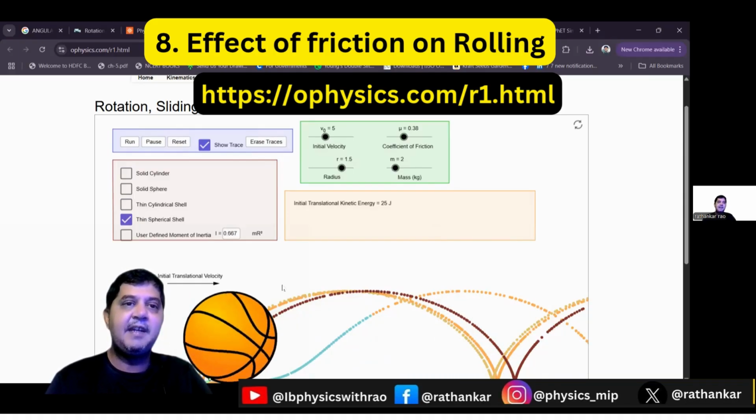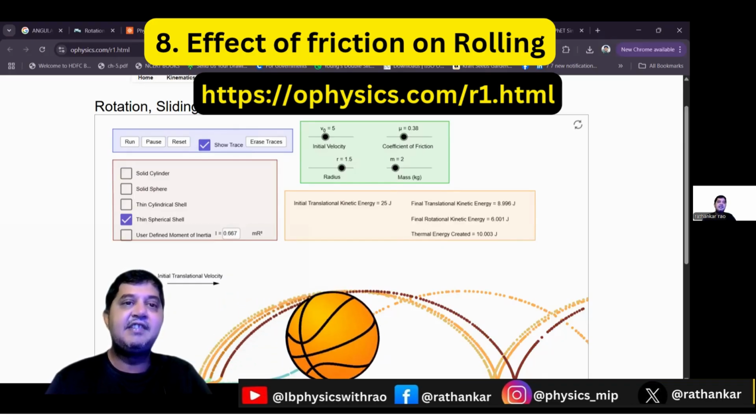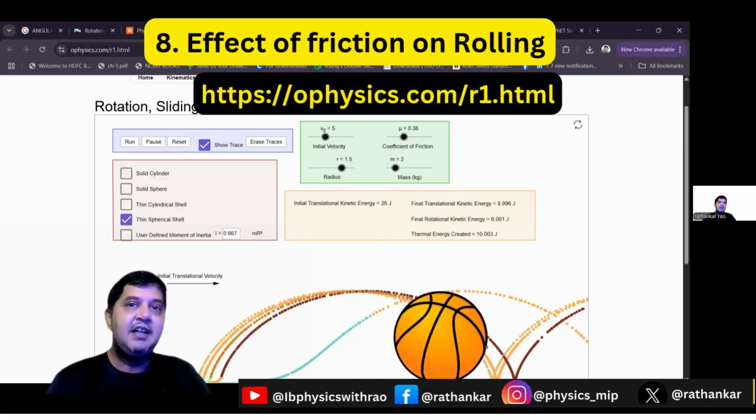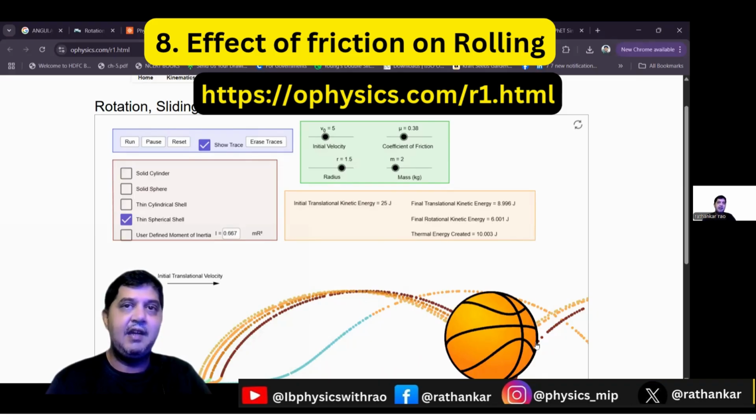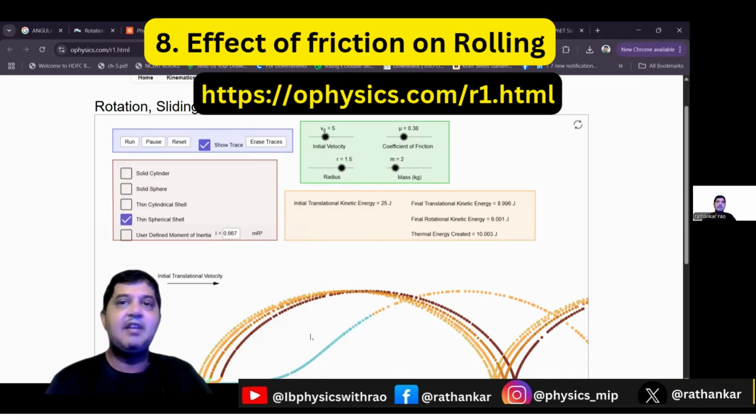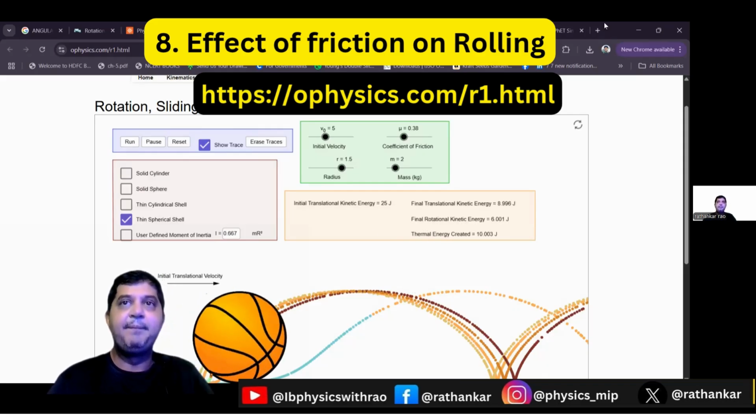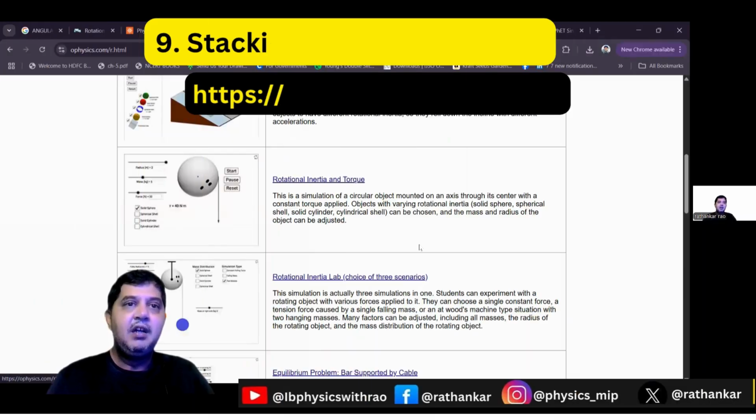Then a thin spherical shell, you see, it still needs a very large amount of friction and only after that will it start rolling. Okay, if this friction is 0.38, it will not roll immediately. It takes some more time to roll across and then only it will do it. So like this, you can get to know how friction plays a role in rolling. Let me move on to the next.